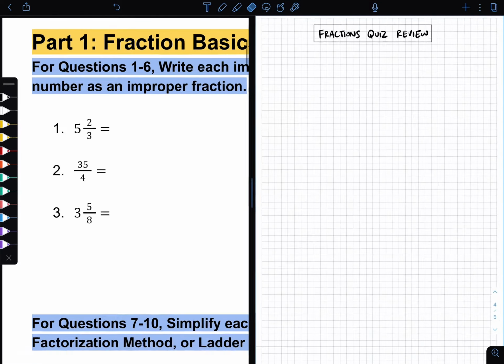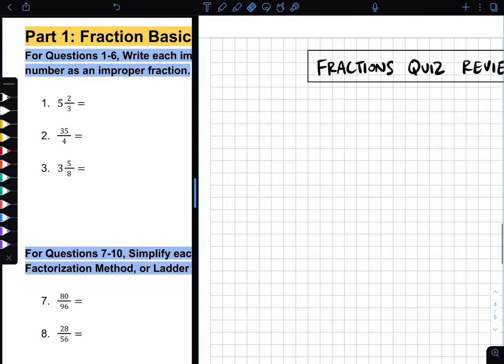All right, so for this question 1, we need to take mixed numbers and improper fractions and convert them back and forth. So just a little bit of basics here, but we just want to make sure we feel comfortable. So we have this mixed number of 5 2/3.